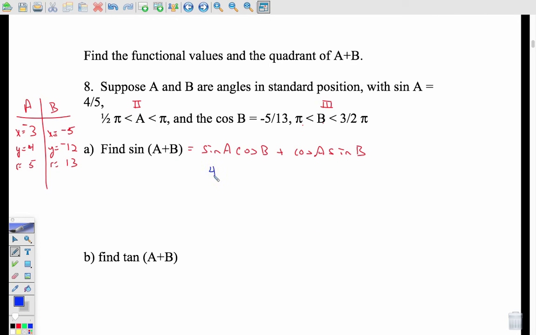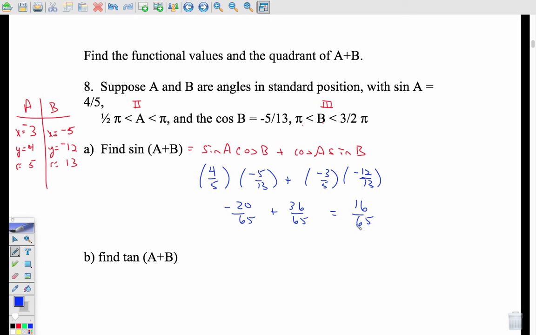Now, to find the sine of A plus B, our identity or formula is sine A cosine B plus cosine A times the sine of B. And now we'll make our substitutions. The sine of angle A is 4/5. The cosine of angle B is negative 5/13. The cosine of angle A is negative 3/5. And the sine of angle B is negative 12/13. We multiply our first two fractions together to get negative 20/65, plus 36/65 is going to get me a positive 16/65 for our sine.